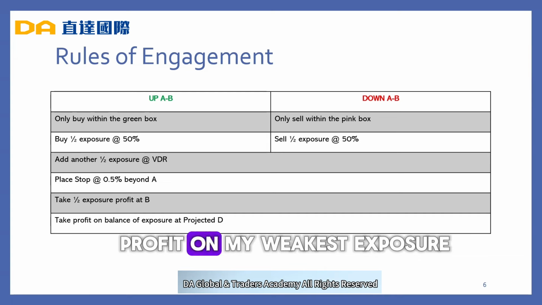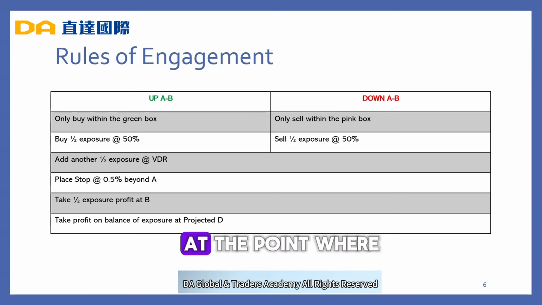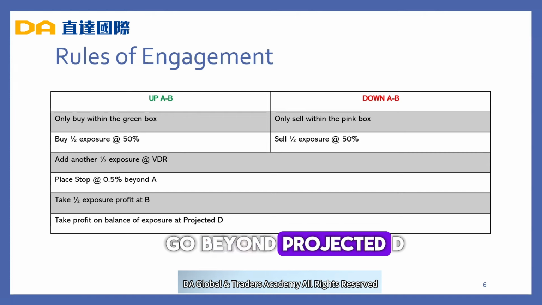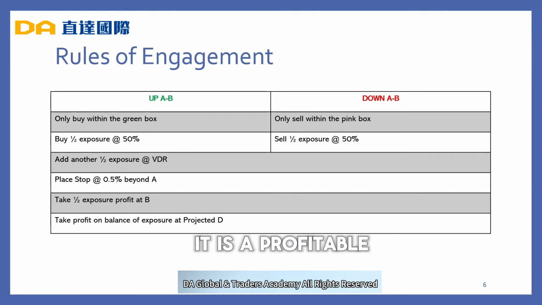And once the price starts to move back in its original directional bias, I will take partial profit on my weakest exposure at the point when the price hits B. And I will take the other half of my exposure out at the projected D. Of course, price may go beyond projected D, but that is beside the point. As far as this system is concerned, it is a profitable trade.